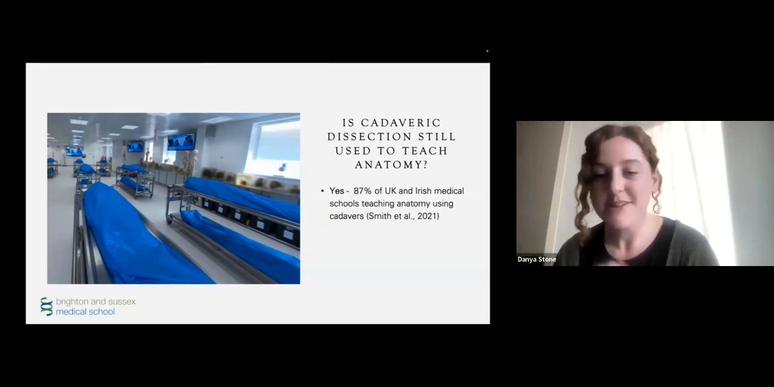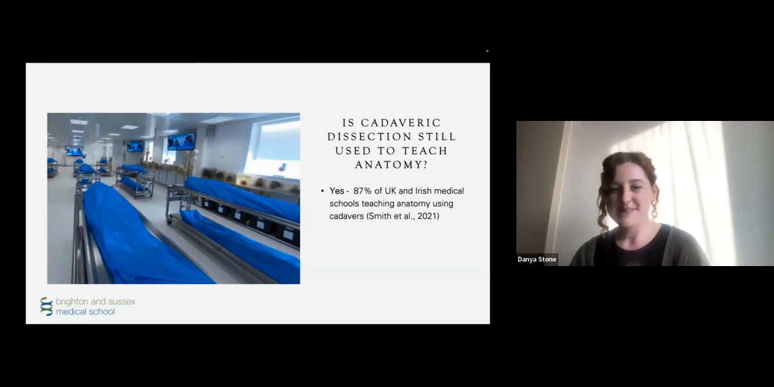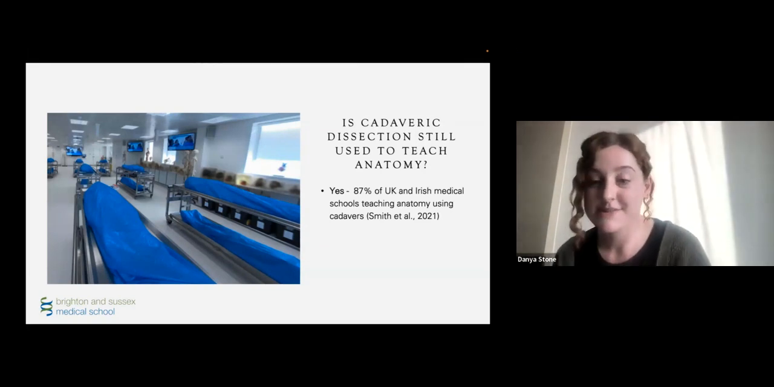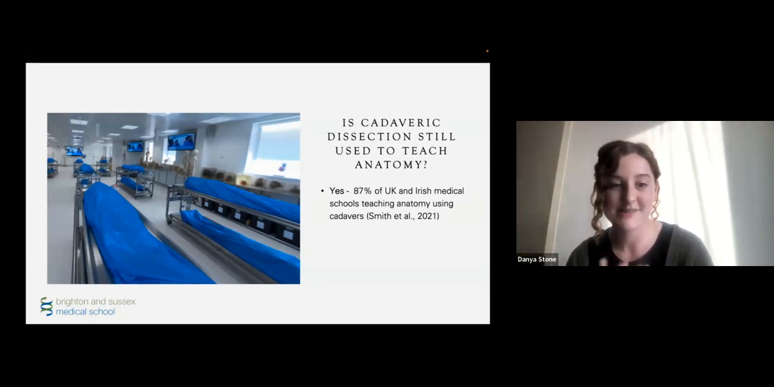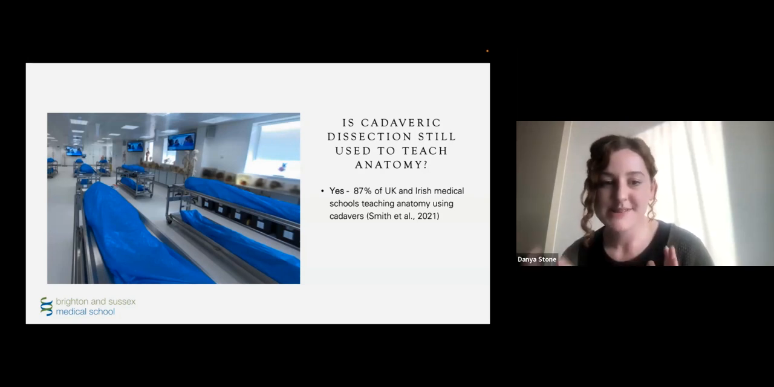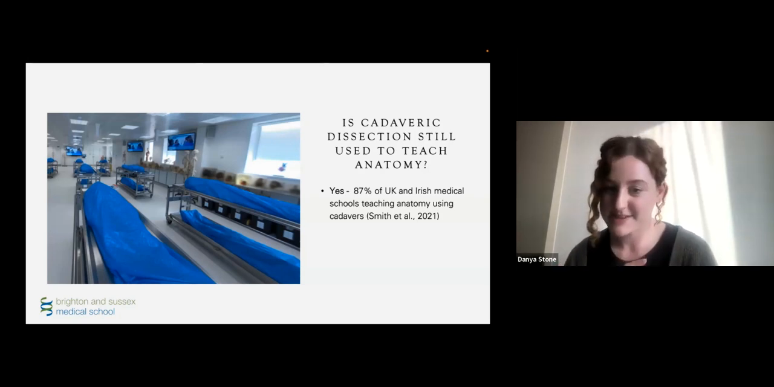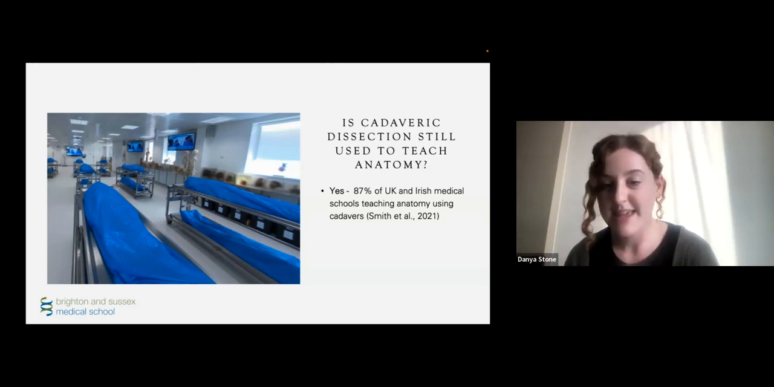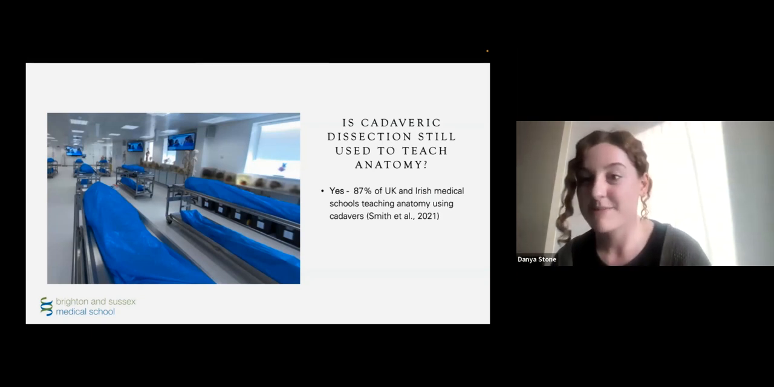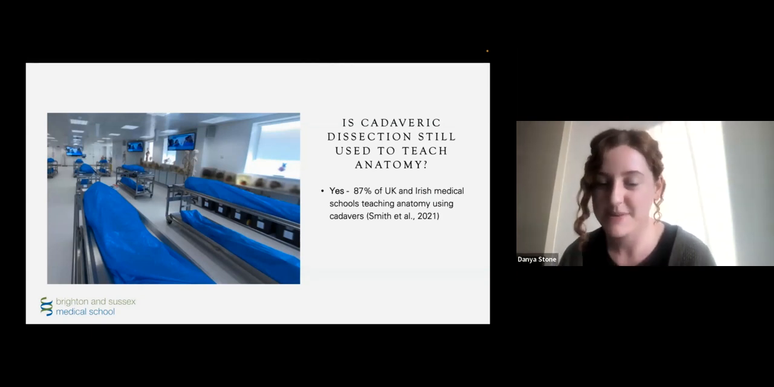It might surprise you that 87% of UK and Irish medical schools still teach using cadavers in some form. So the large majority still teach using cadavers for at least part of their course. So it's something you might want to consider when applying to medical school. If it's something that you're really keen to participate in and learn anatomy through this method, then it's just something to make sure you're aware of between the different institutions in the UK and Ireland.